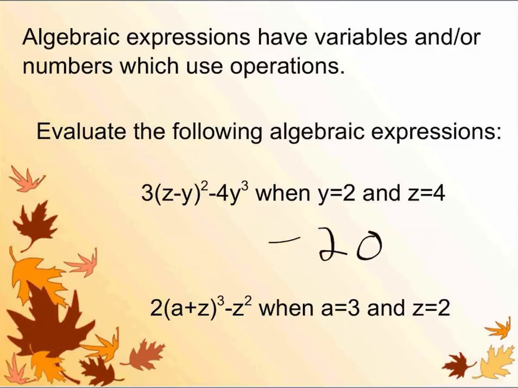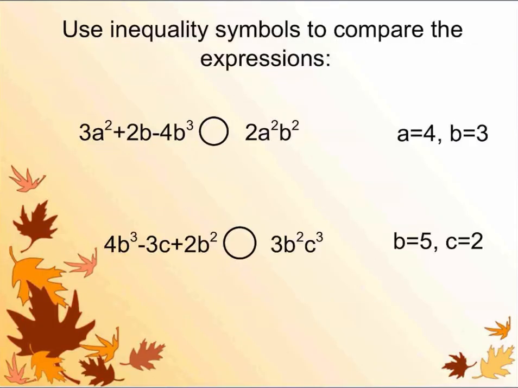We're going to skip the second example and keep moving on. We can also use our inequality symbols, greater than, less than, or equal to, to compare the following expressions. So let's look here. We have 3a squared plus 2b minus 4b cubed. Is that going to be greater than, less than, or equal to 2a squared b squared? Let's do this. We have 3 times a, which I'm going to replace with 4, all squared, plus 2 times b is 3, minus 4 times b is 3 cubed.